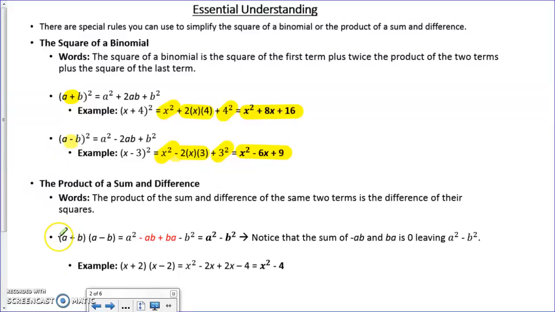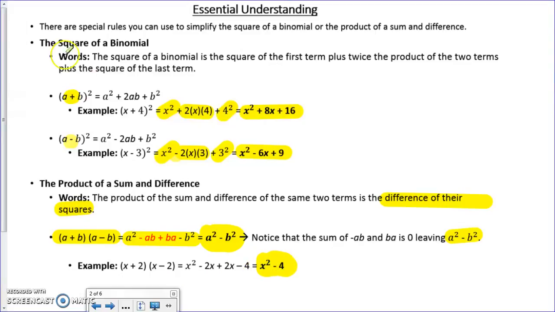An example is (a + b) times (a − b) is equal to a squared minus ab plus ba minus b squared, which is equal to a squared minus b squared, which is the difference of their squares. Notice that the sum of negative ab and ba is 0, leaving a squared minus b squared. Example, (x + 2) times (x − 2) is equal to x squared minus 2x plus 2x minus 4, which is equal to x squared minus 4.